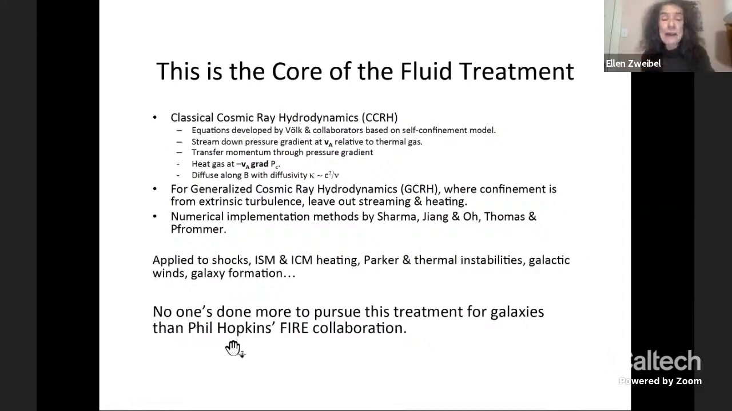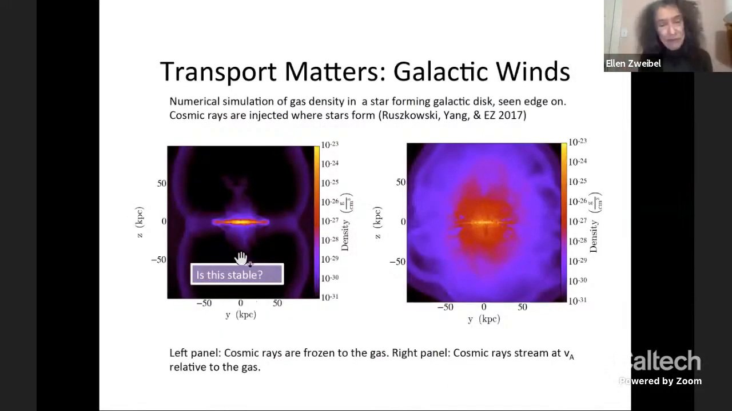And no one's really done more to pursue this treatment for galaxies than work done here at Caltech by Phil Hopkins and his FIRE collaboration. But I always feel funny about showing results done at the institution I'm speaking at, so I'll talk about our own work. So what I'm now going to show you is the various ways in which these transport models matter, why it's important to get it right.